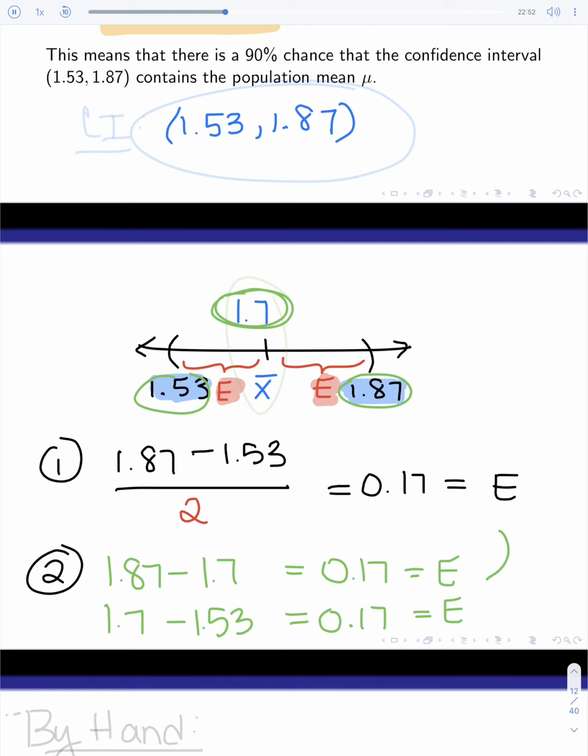On a test, this is kind of the worst case scenario. They can ask you for the confidence interval, which we already found was the 1.53, comma, the 1.87. They can also ask you for the margin of error, which was the 0.17. They can also ask you for the sample mean, which was the 1.7. You can work your way backwards, forwards, whatever you need to do.